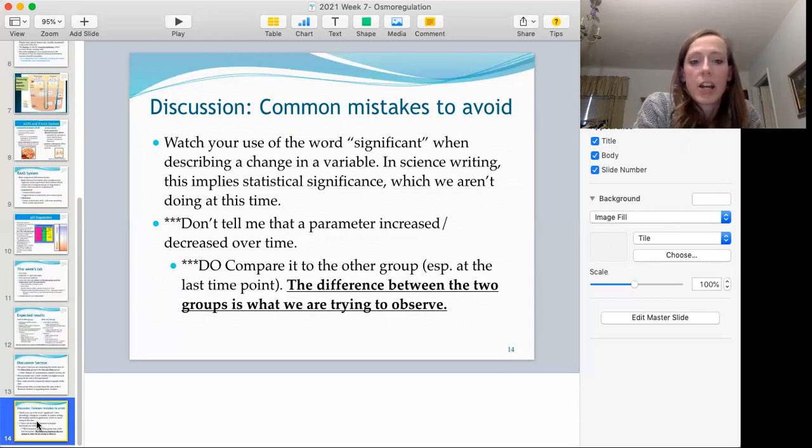Again, I'm going to beat the dead horse here. Don't focus on whether or not the variable increased or decreased over time. That's really not that important. It is important to compare it to the other group by the end of the experiment. So around the last time point, hopefully we'll see that the two groups show different results.